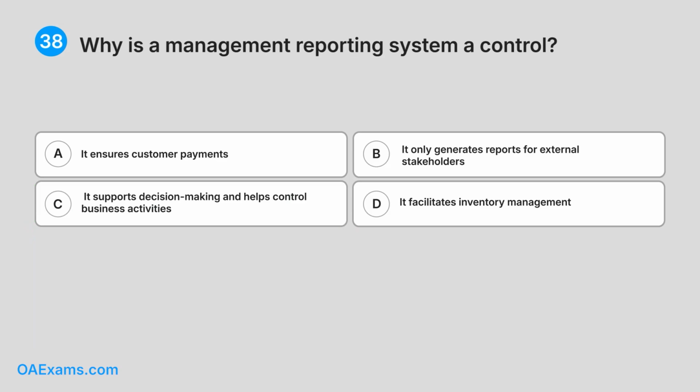38. Why is a management reporting system a control? A. It ensures customer payments. B. It only generates reports for external stakeholders. C. It supports decision-making and helps control business activities. D. It facilitates inventory management. What do you think is the answer?